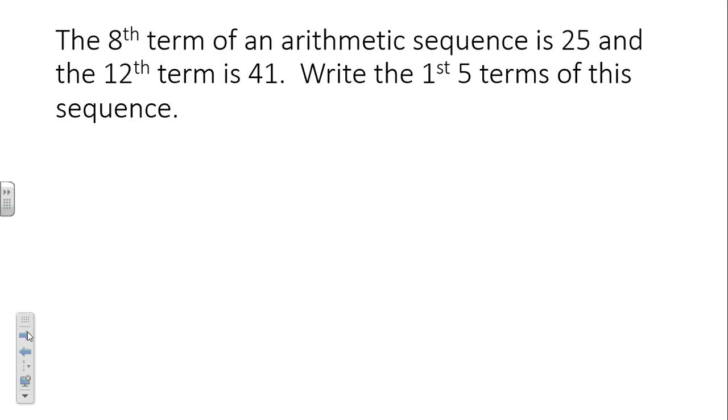I know of at least 2 ways to look at this. Okay? The 12th term is the same thing as the 8th term, but with how many more differences added on? How many differences? So we have first term, second term, third term, fourth term, fifth term, sixth term, seventh term, eighth term, ninth term, 10th term, 11th term, 12th term. 4 differences, right?